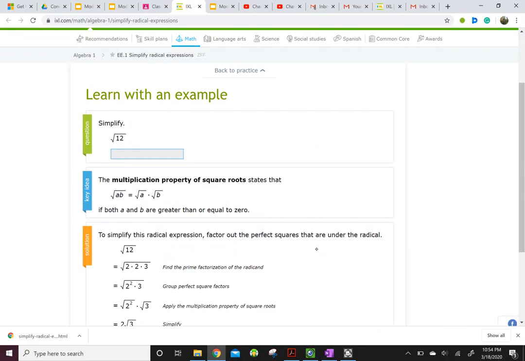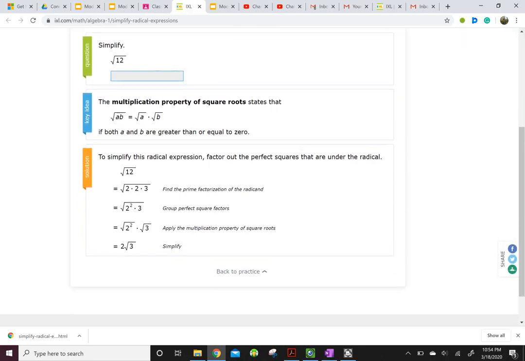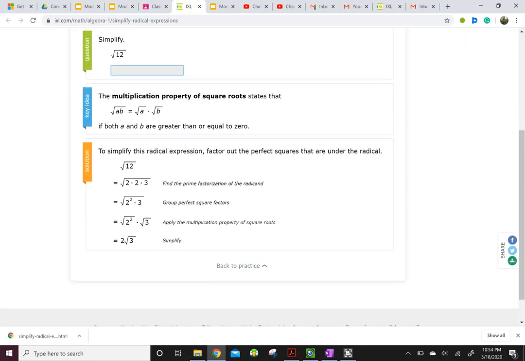It shows the multiplication property of square root states that the square root of ab is equal to the square root of a times the square root of b if both a and b are greater than or equal to 0. So to simplify this expression, they factor out the perfect squares. They take out 2 times 2 times 3, the prime factorization of the radicand.